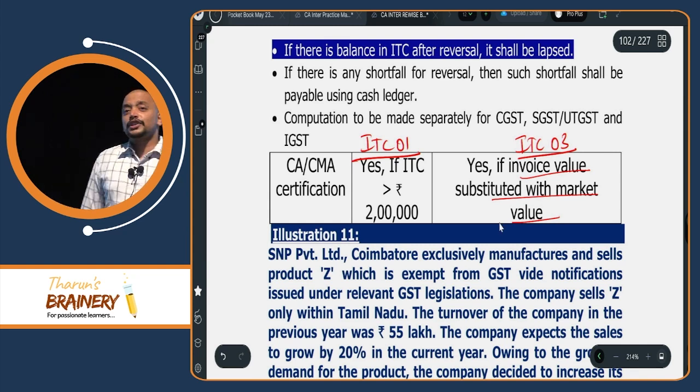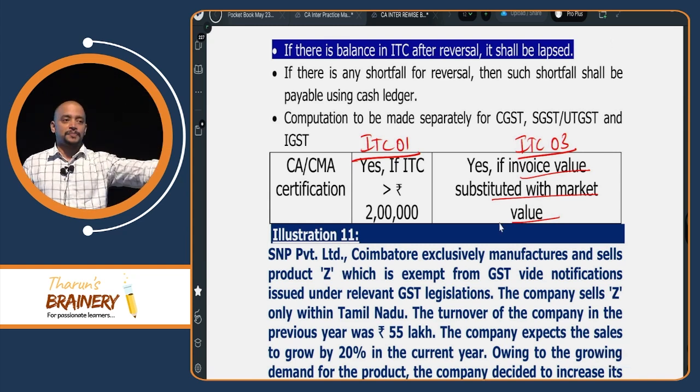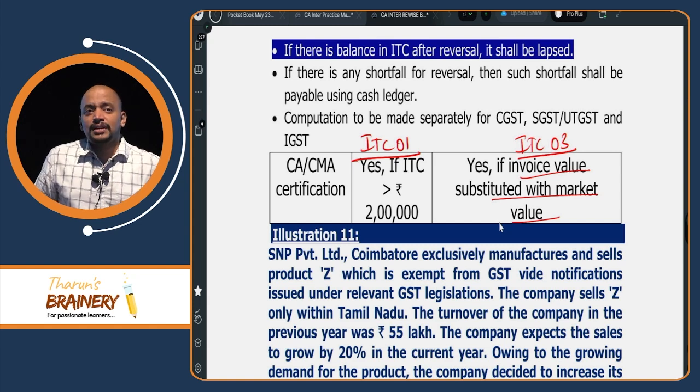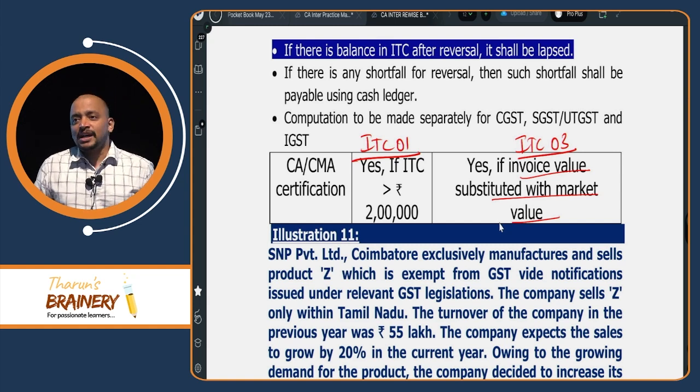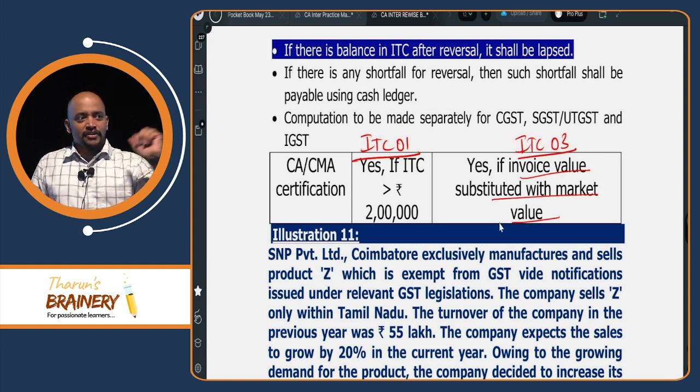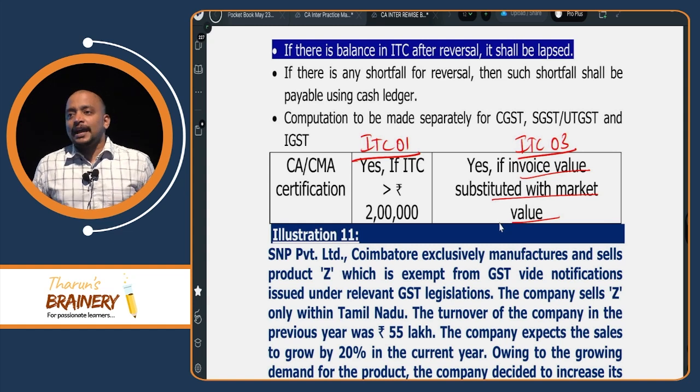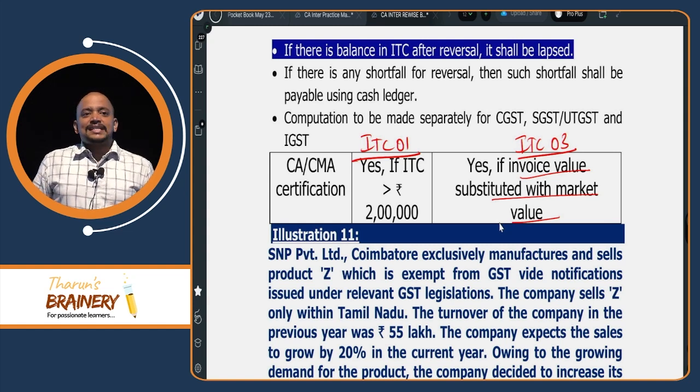So now, what are the 4 forms that we have? Only 4 forms we have. ITC 1, purpose, availment of ITC on closing stock. ITC 2, transfer of ITC in case of transfer of business. ITC 2A, when single registration is getting separated into multiple registrations. ITC 3, reversal of ITC on closing stock.